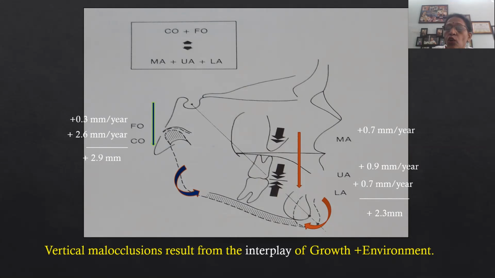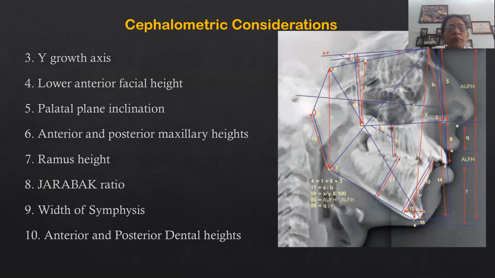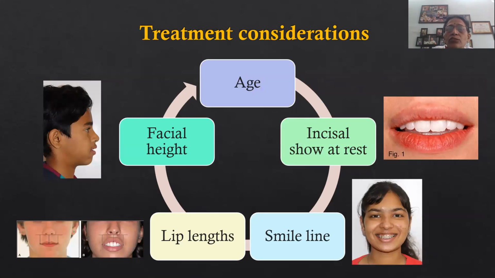Added to this is the environment. The environment could be the swallowing pattern, the breathing pattern, the tongue posture, which adds to this growth, and there is an interplay between growth and environment in the etiology of vertical discrepancies. Cephalometric consideration: we have to go through all these parameters to come to a diagnosis whether it is a skeletal open bite or a skeletal deep bite. Soft tissue also needs to be considered: the incisal show at rest, the smile line, the lip line, the facial height, and very important in treatment consideration is the age. In growing children, the treatment modalities will differ from those in non-growing adults.